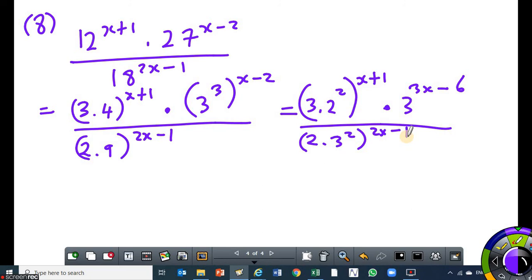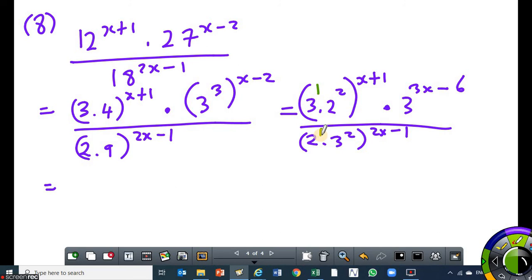Then the next step, I'm going to simplify further. From there, here I'm just going to add the exponent of the 3 is a 1, the exponent of this 2 is a 1. I encourage you to do that because some learners forget that this exponent x plus 1 also affects this 3. It affects both the 3 and the 2 squared. This exponent 2x minus 1 affects the 2 and the 3 squared.